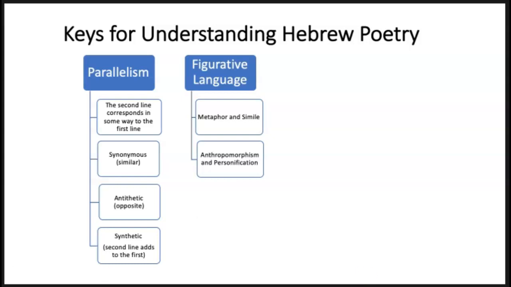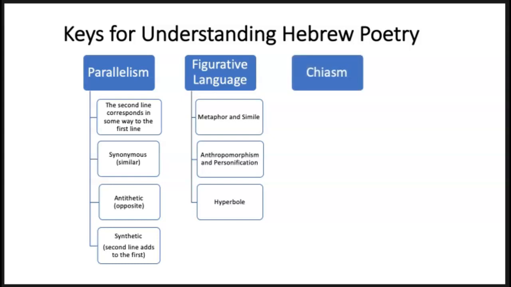A third feature of Hebrew poetry, a third type of figurative language, is hyperbole. Hyperbole is exaggeration for the sake of emphasis, overstating things, not meant to be taken literally, but exaggeration. When the psalmist speaks of being surrounded by tens of thousands of enemies, that's probably not literally true, and we understand that because that's figurative language.